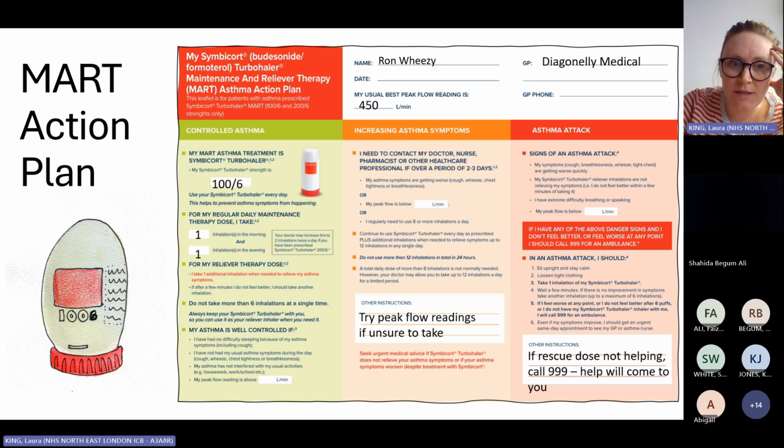So largely that would be: see your primary care clinician, see your asthma team. If you're somebody that does peak flow, maybe do some peak flow readings. And then red, as always, red is you're having an asthma attack. As I've said, you can use 6 puffs a day. You could use 6 puffs of this device.